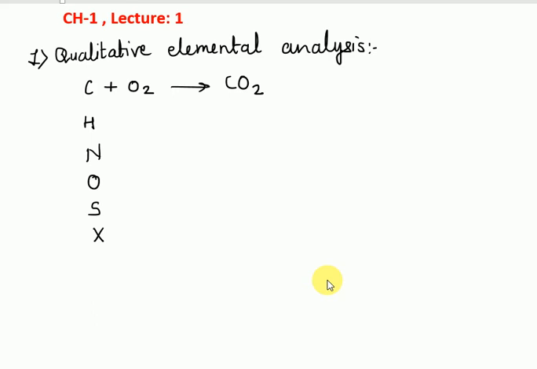The first step is qualitative elemental analysis, to find out what types of atoms are present in the given organic compound. For that purpose, different tests for different elements are available. For example, if we burn the substance in the presence of excess oxygen and get carbon dioxide gas after combustion, then carbon must be present in the compound. Hydrogen is also an essential element, and it combines with oxygen to form water. So from the formation of carbon dioxide and water by the combustion method, we can deduce the presence of carbon and hydrogen in the given organic compound.